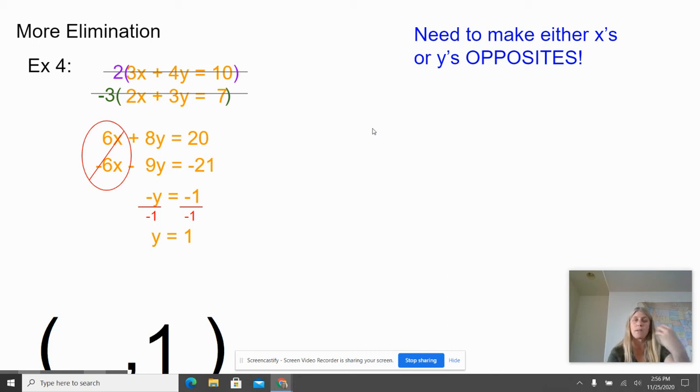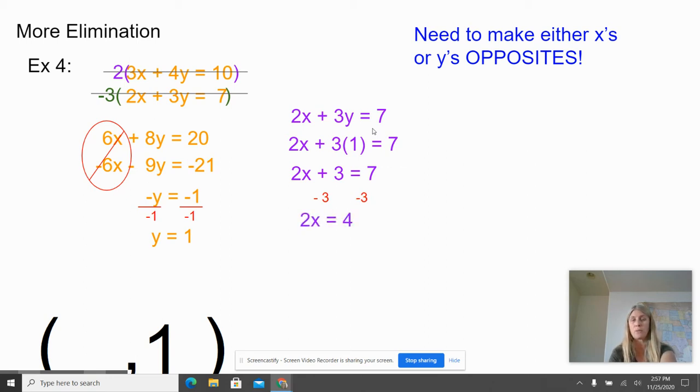Now we can plug that into either equation, but we always plug it back into the original problem. So we're going to use 2x plus 3y equals 7. You're going to get the same answer if you plug into the top equation. So I'm going to replace our y with what we know y now is, which is 1. So 2x plus 3 times 1 equals 7. 2x plus 3 equals 7. We're now going to subtract 3 from both sides. 2x is equal to 4. And complete isolating our variable by dividing both sides by 2. So we know that x is equal to 2.